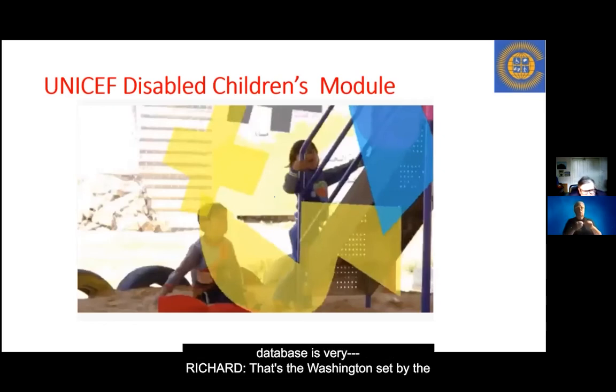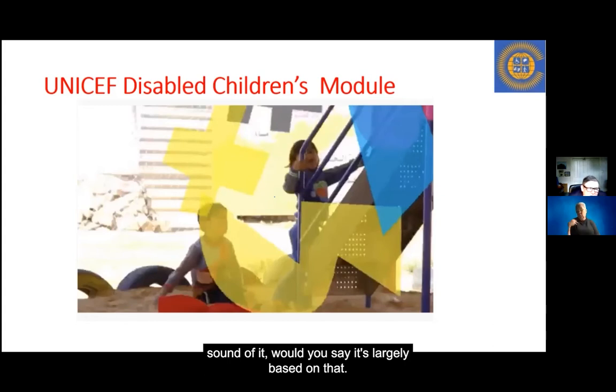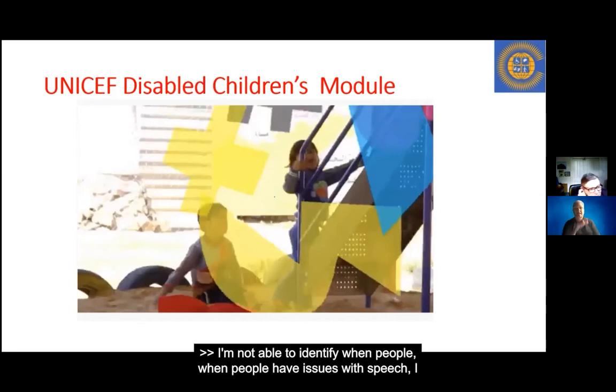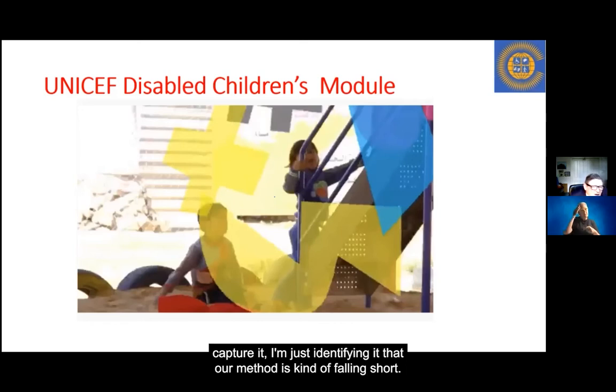I don't think our database is thorough enough compared to the Washington Group set, really, by the sound of it. Yes, I'm not able to identify when people have issues with speech. I can't tell from this, if I don't already know, if they have intellectual disabilities, tactile dysfunctions, mental disorders, and so on. That's just my experience. People with autism? No. Based on my previous knowledge I would know, but this doesn't capture it. So I'm identifying that our method is kind of falling short.